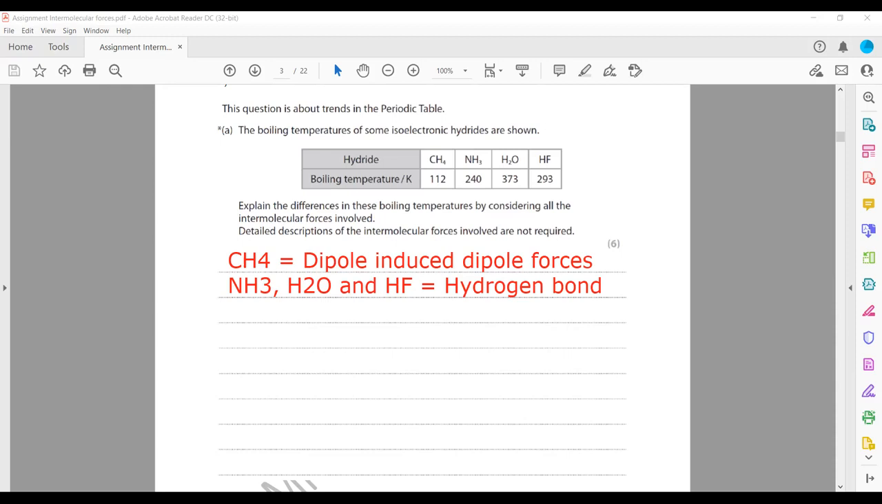Then we will compare the strength, because as we can see from the result, CH4 has a low boiling point. So it means that dipole induced dipole force or London forces are weaker than hydrogen bonds. When we mention this, it will score 3 marks.